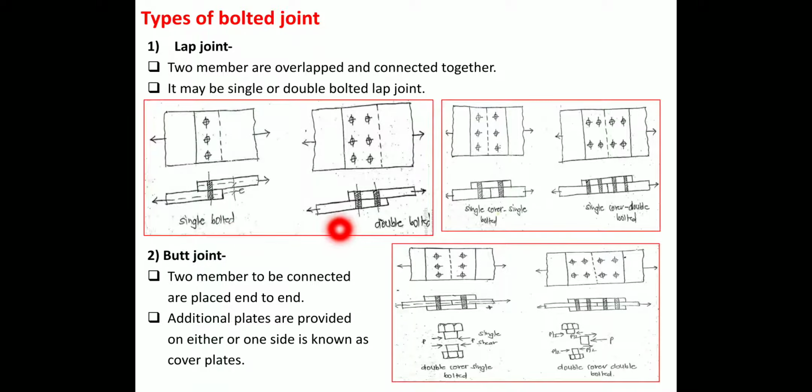Now just see the second figure. Again here two plates or members or elements are placed one over the other. Again see the side view, but the connection made is a double bolted connection, which means the connection assembly is placed in two columns. So it is called a double bolted type of joint.